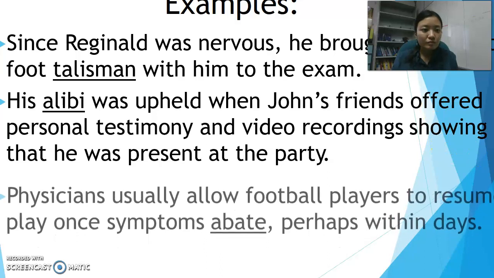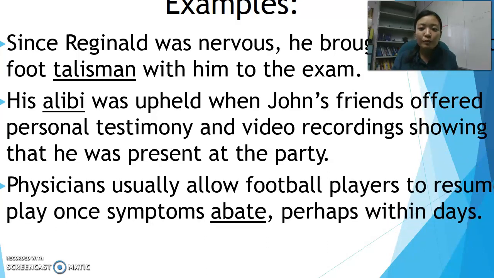Physicians usually allow football players to resume play once symptoms abate, perhaps within days. So physicians basically means doctors. If football players get hurt while playing, they cannot play, but the doctors allow them to play once the symptoms abate. That means if they got hurt, do the symptoms become worse or better? Of course, it means it becomes better, or the symptoms have reduced. Then only they're allowed to play.